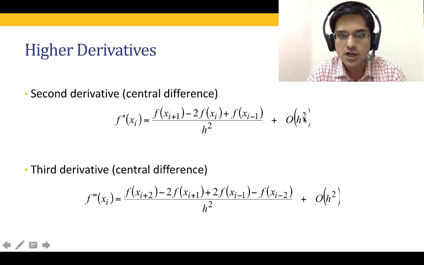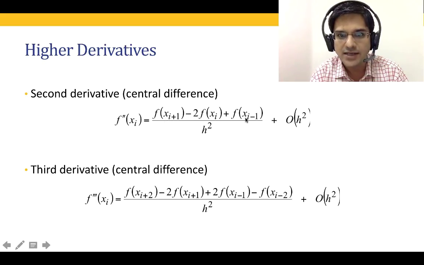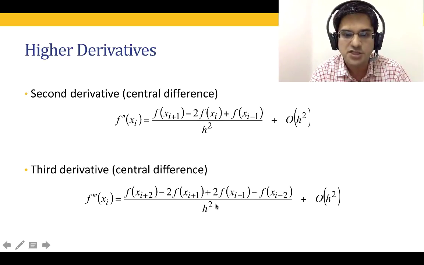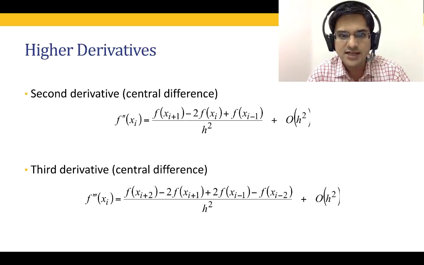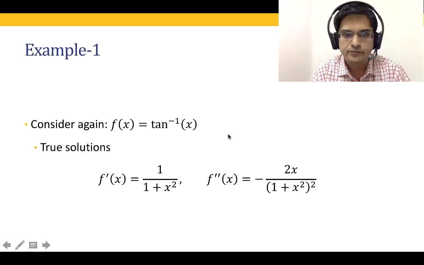You recall in the previous lecture, f dash of x was given as f of x i plus 1 minus f of x i minus 1, the whole thing divided by 2h. That was the first derivative using the central difference formula. This is the formula for the second derivative. This is the formula for the third derivative, and so on and so forth. We can compute formulae for higher derivatives. Over here, this should be h cubed and not h squared. In this lecture, we are only going to concern ourselves with the second derivative.